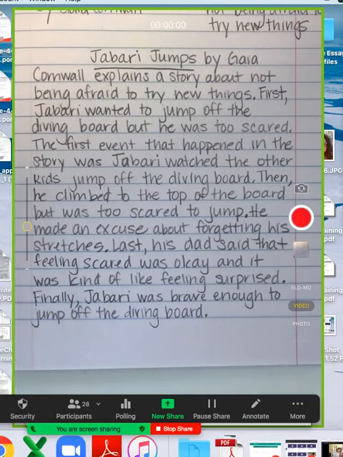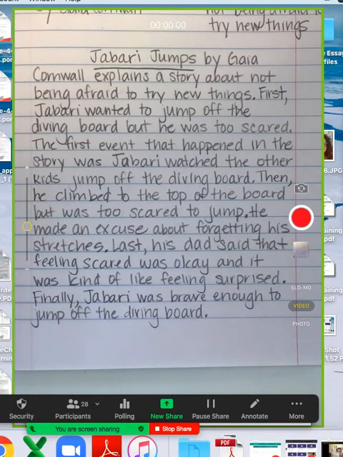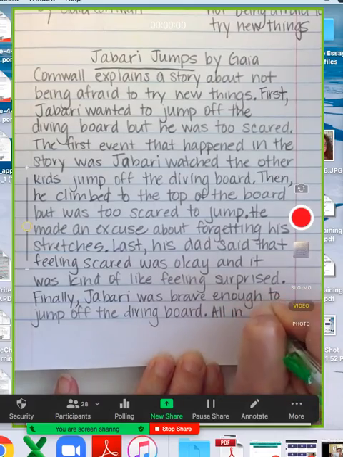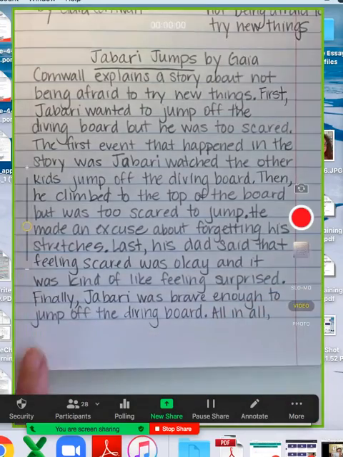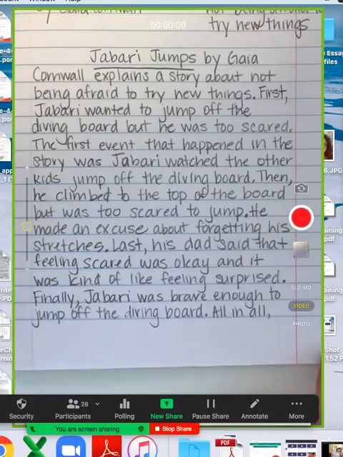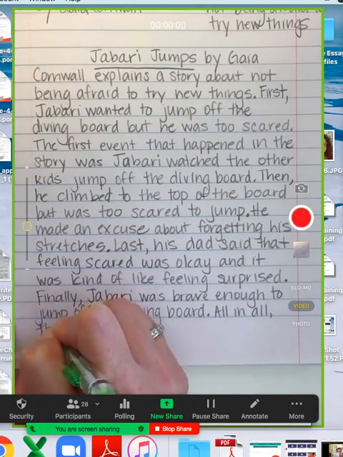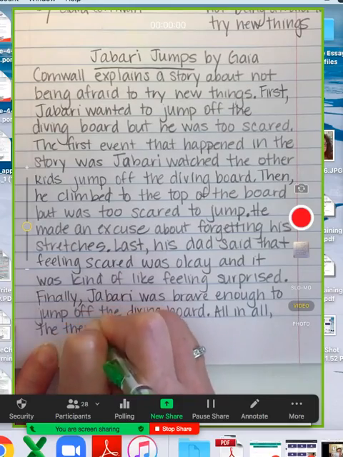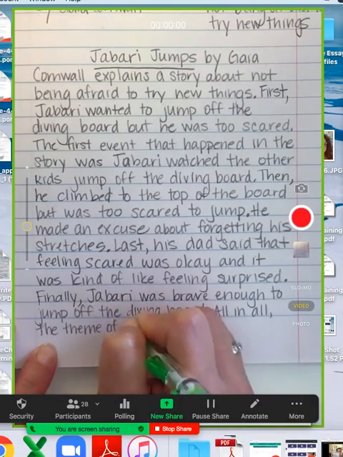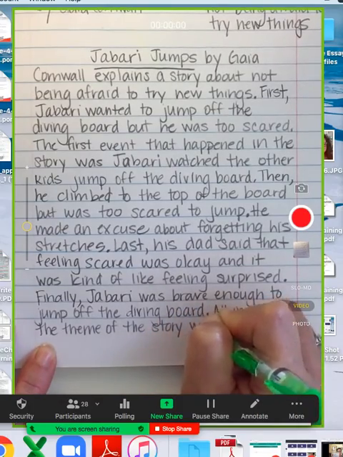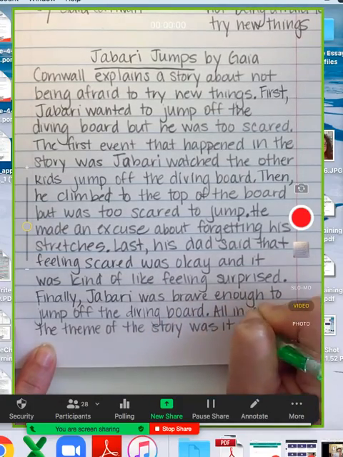Okay, Naya, will you say your sentence again? I feel like you mentioned the lesson. What did you say? All in all, the theme of the story was it's okay to be scared. Now, since I have just one more sentence, I'm going to squeeze it down here in the bottom. All in all, the theme of the story was it was okay to be scared.